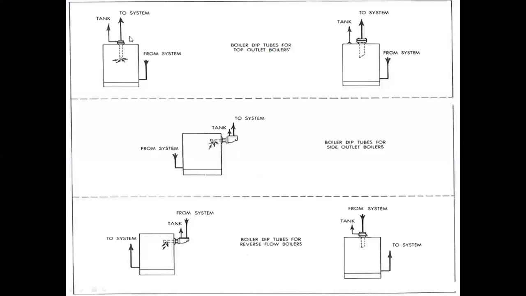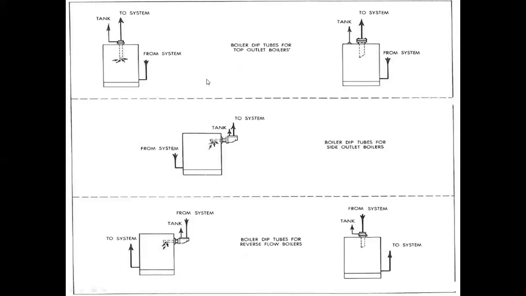Basically, this dip tube sticks down into the system if on the top, or it can be installed on the side. There's different styles of them, and it allows the air bubbles to rise up, and they will go off through a separate pipe to the compression tank, and the water goes out to the system.